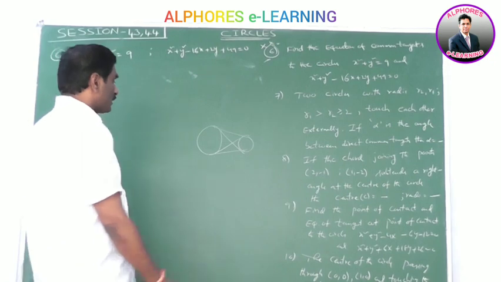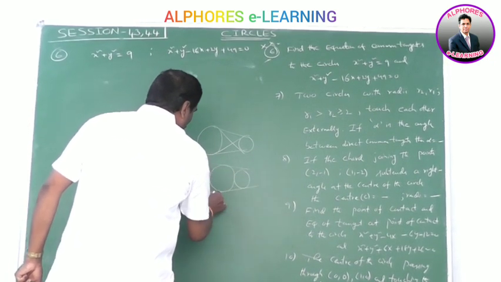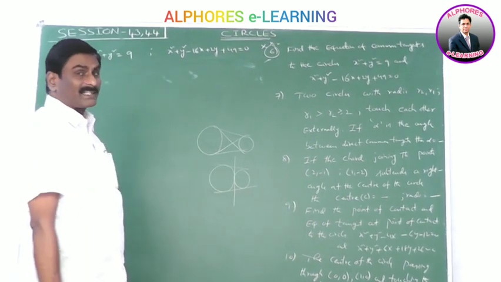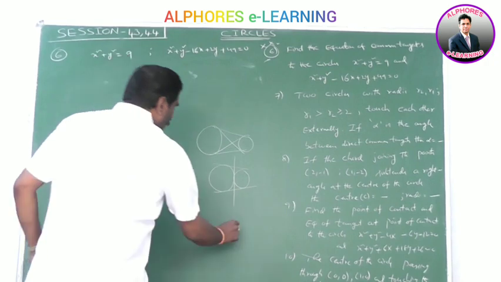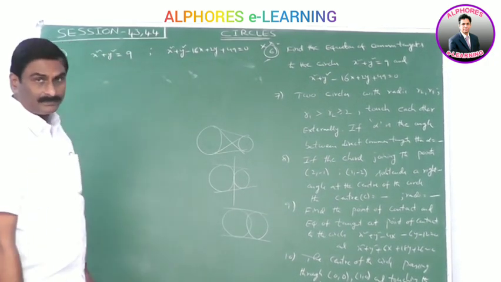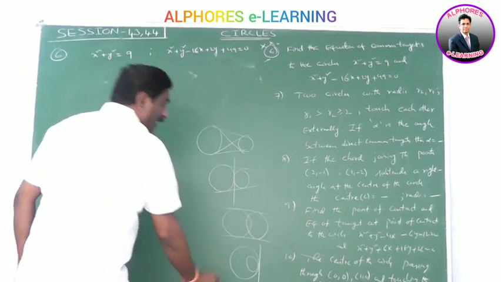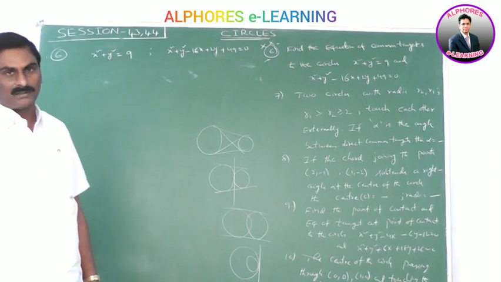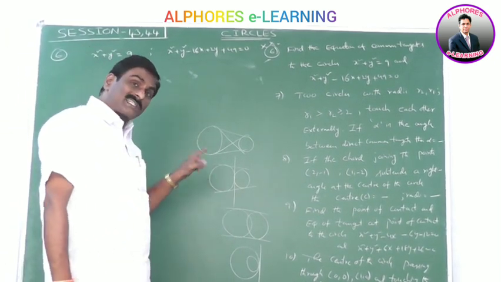Suppose the two circles touch each other externally, then direct common tangents are 2 and the transverse tangent is 1. That means we get 3 common tangents. Suppose the two circles are intersecting, we get only 2 direct common tangents. If the two circles touch each other internally, then we get only 1 common tangent. That means the number of common tangents depends upon the relative positions of the circles.